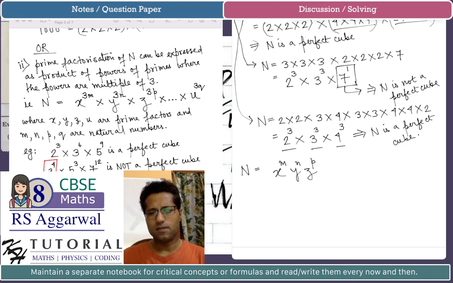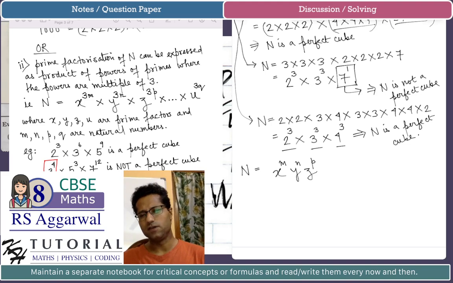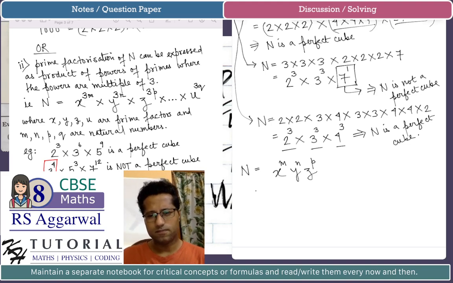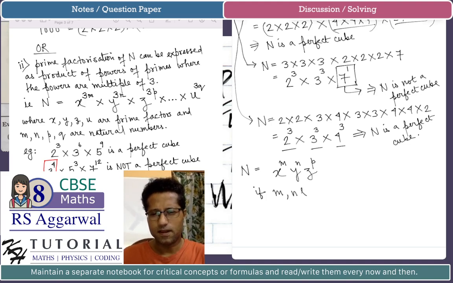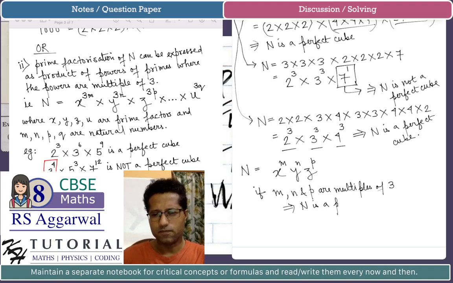If N is this, you have to see whether m, n and p are multiples of 3. That will imply N is a perfect cube. N is a perfect cube.